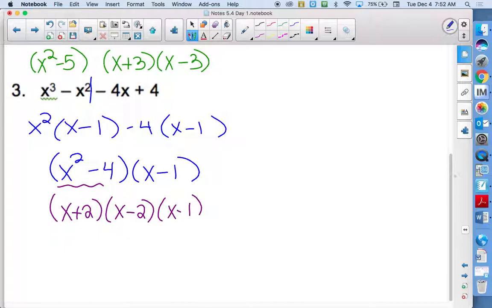Questions? So if you flip the page, there are just some more factoring problems at the top there. And then I think there's one solving problem as well.